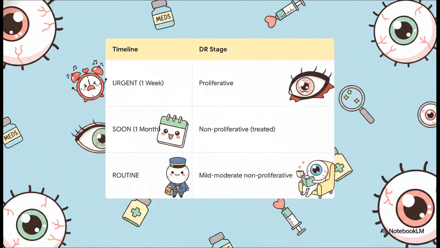Think in traffic lights. Red means an urgent 1-week referral. This is strictly for proliferative disease with that dangerous neovascularization. Yellow means a soon or 1-month timeline, usually for specific non-proliferative cases depending on how they're being treated. And green means routine, applying to your mild or moderate non-proliferative cases that have no symptoms.